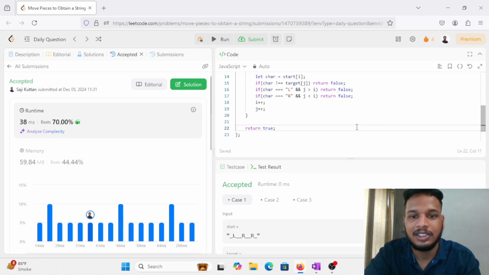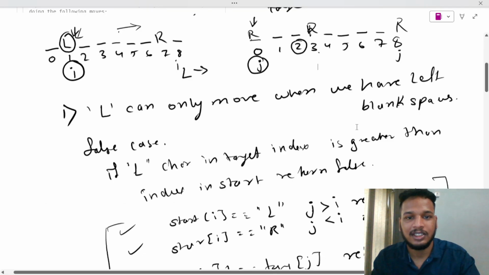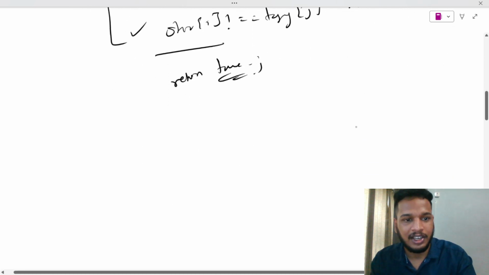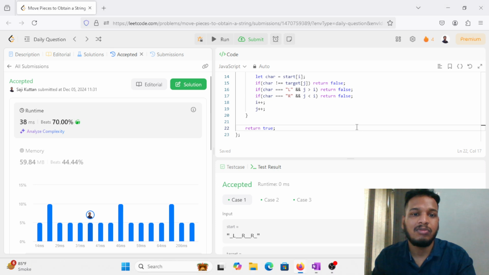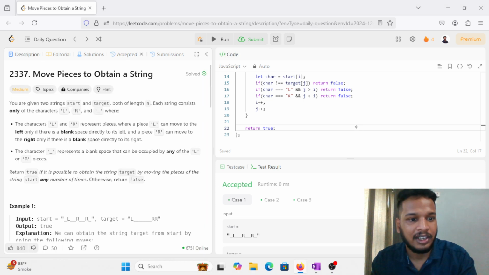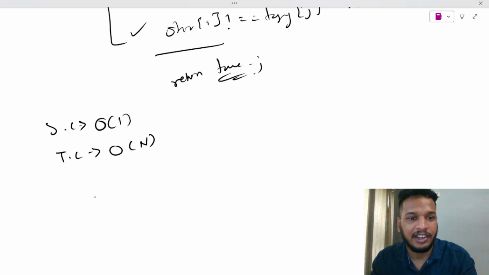Accepted. This problem is completed, and we have space complexity of O(1). Time complexity is O(n). We are moving through the strings towards the end of the string anyhow, that's the reason for O(n). So this is the time complexity and space complexity of this solution.